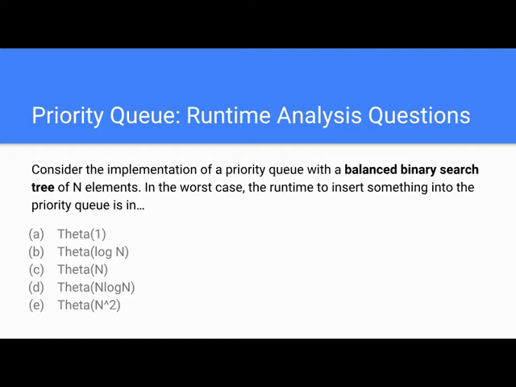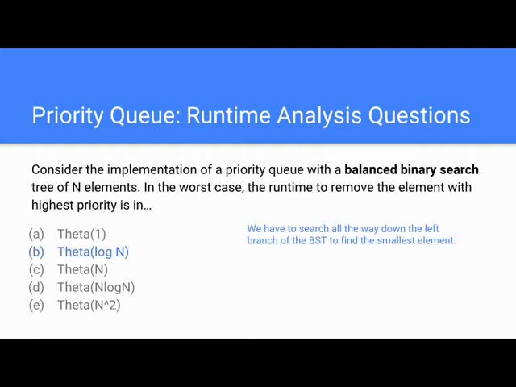It's quiet, so I assume you're done. In order to insert something, in the worst case, it would take theta log n because the tree is balanced and we may have to travel all the way down its height to insert, and the height is log n. Similarly, when we try to remove an element, it is also theta log n because we would have to search all the way down the left branch of the BST to find the smallest element. Any questions? Yes.